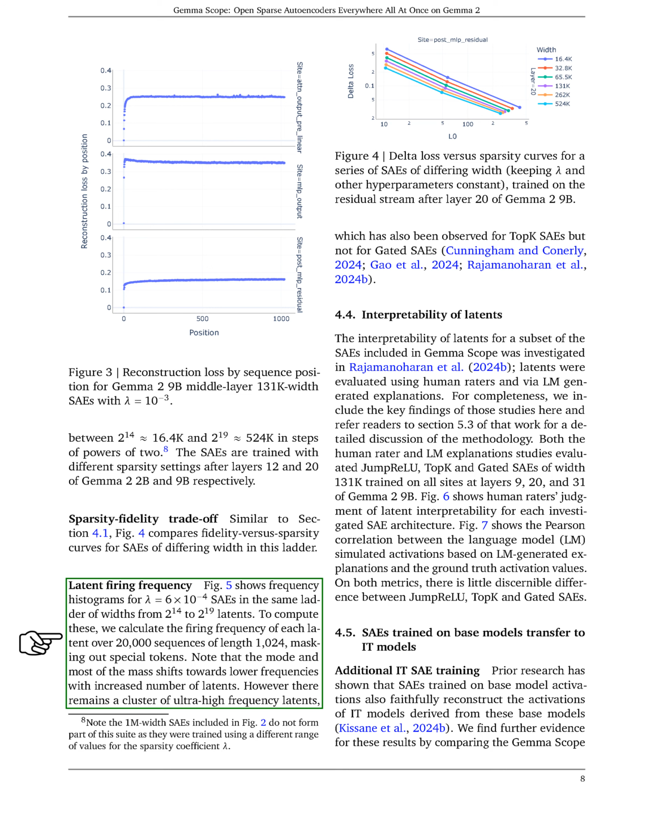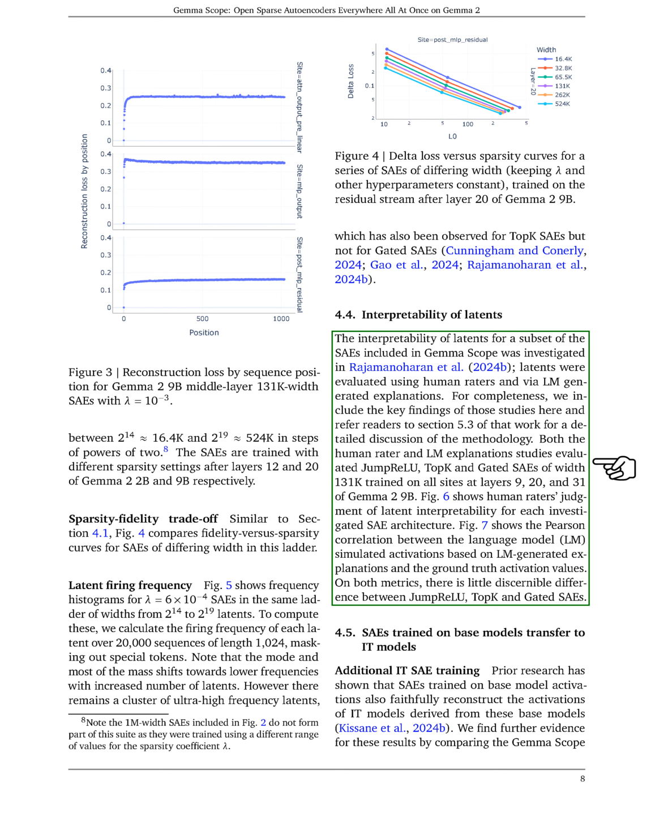We also investigate the interpretability of latents for a subset of the SAEs included in Gemma Scope. Previous studies evaluated latents using human raters and language model-generated explanations. We summarize the key findings here and refer readers to section 5.3 of that work for a detailed methodology discussion. Both human evaluations and LM explanations focused on jump ReLU, top K, and gated SAEs of width 131K trained on all sites at layers 9, 20, and 31 of Gemma 29B. We present the human raters' assessments of latent interpretability and the correlation between LM simulated activations and actual activation values. We find little noticeable difference among jump ReLU, top K, and gated SAEs in both metrics.